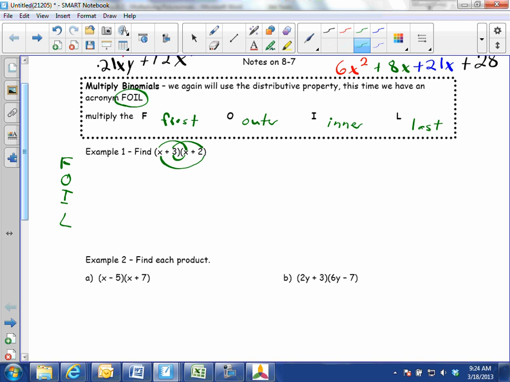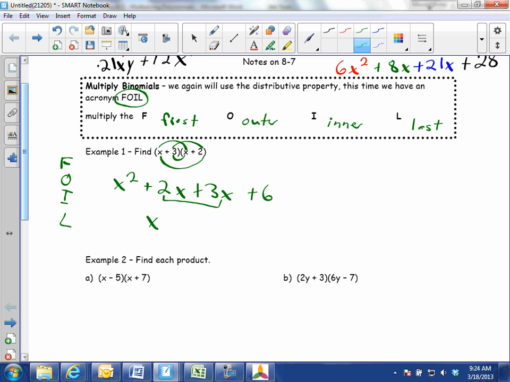Well, first times first. What's x times x? x squared. Okay, and then really we should probably do the outer because that's what FOIL is. So outer times outer would be, and then inner would be 3x, and then last would be 6. All right, can I simplify this any? Yes. It's going to be 5x.